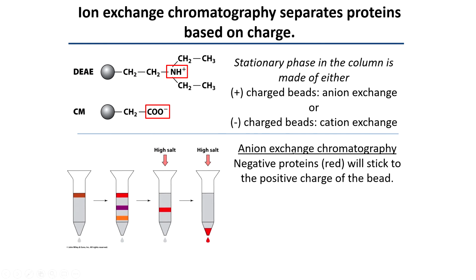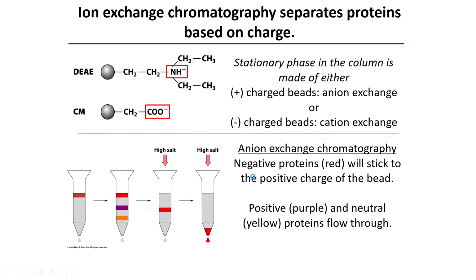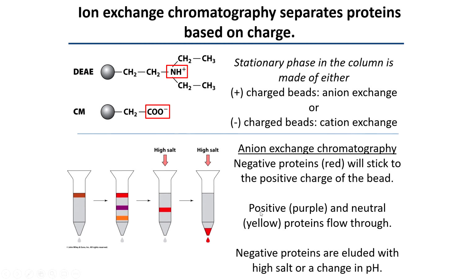So to review, in anion exchange chromatography, negative proteins will stick to the positive charge of the DEAE bead. Positive proteins and neutral proteins will flow through and be discarded as waste. Then you add your high salt, or you could also alter the pH of this environment, which will disrupt ionic interactions between the positively charged beads and the negatively charged proteins, causing the negatively charged proteins to move through the column and out on the bottom. So there's also cation exchange chromatography, which is the opposite case, using negatively charged beads to trap positively charged proteins.